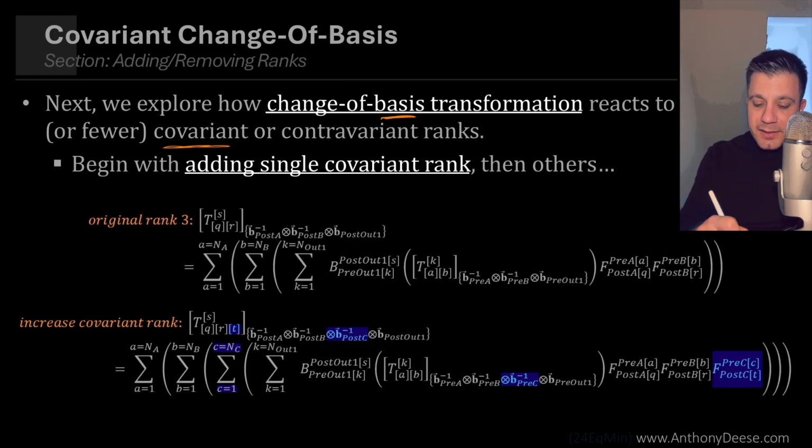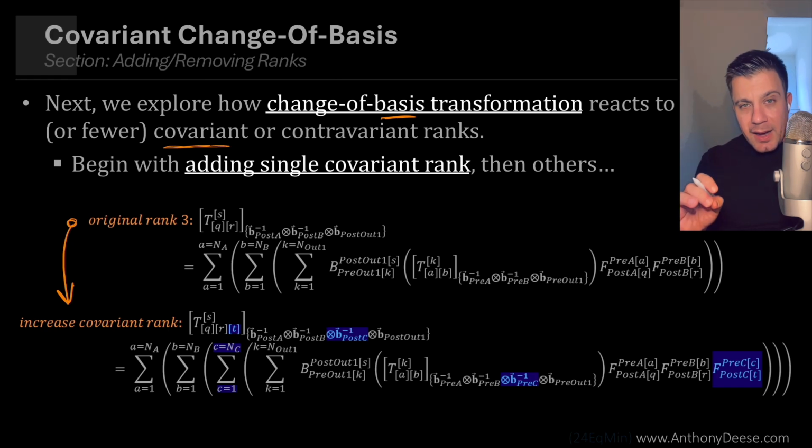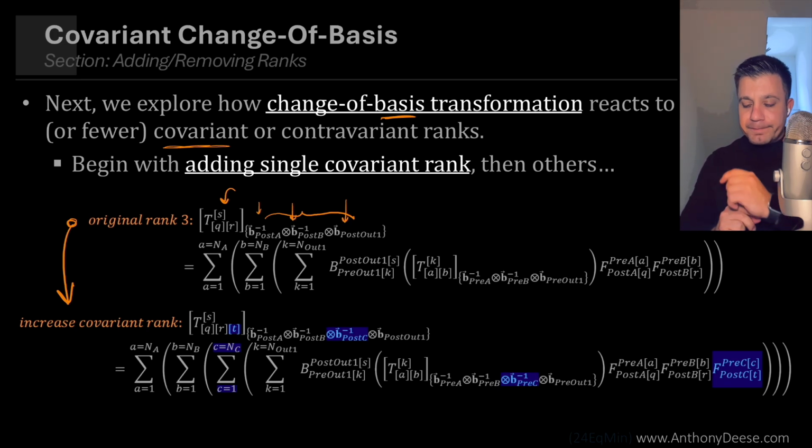So essentially, this is our base case, and this is adding a single covariant rank. Now, I'm going to explain this expression briefly. However, if it is not very familiar to you, you may have to go back and take a look at the module on the bilinear map. Okay, so what we have here is a coordinate matrix for a rank 3 tensor that's defined in terms of 3 post-transform bases. 2 are associated with the inputs, 1 is associated with the output.